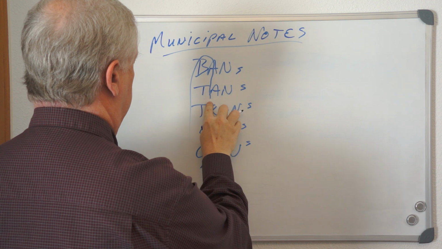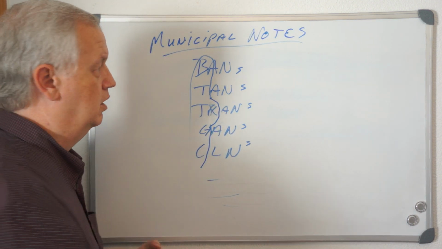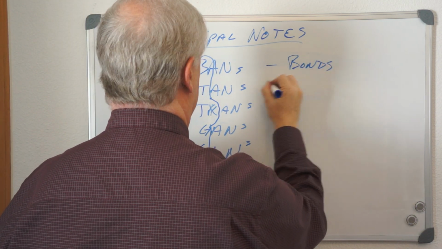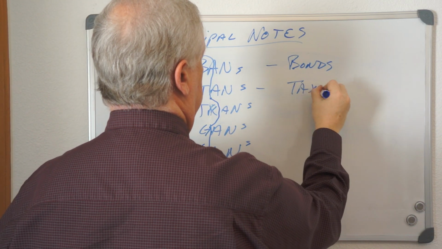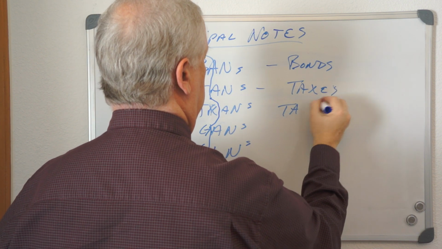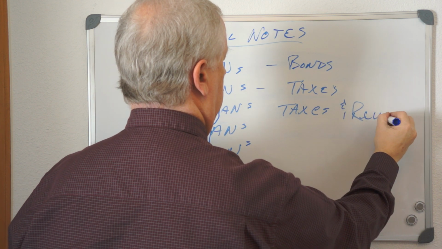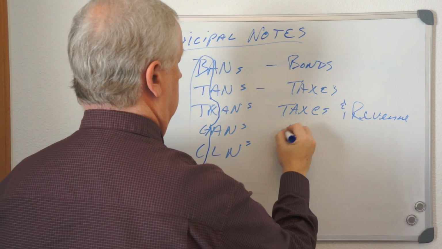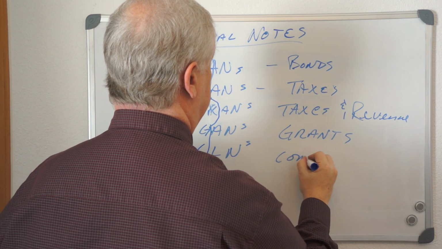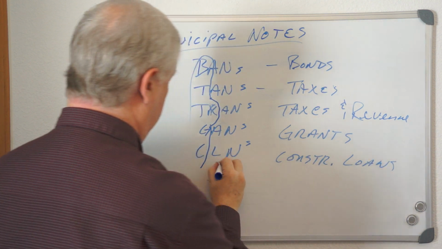That's what you need to know. The letters, what do they mean? Bonds, taxes, taxes and revenue, grants, construction loans. There you go.